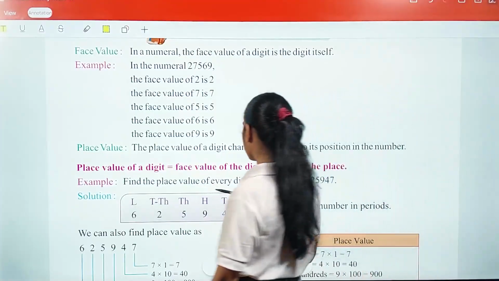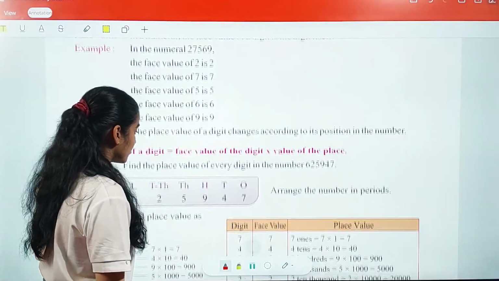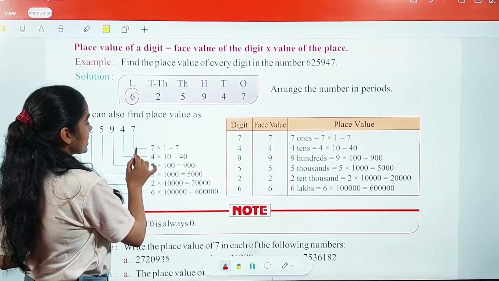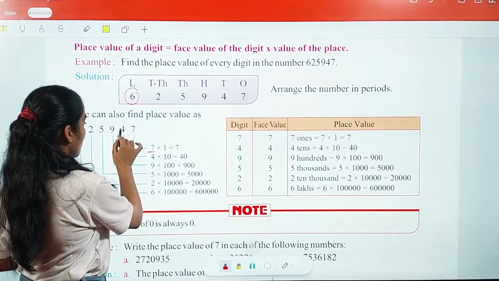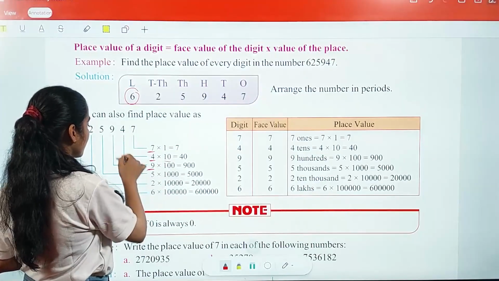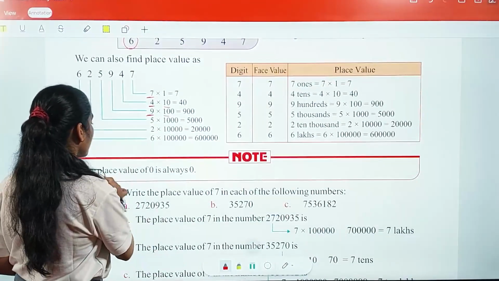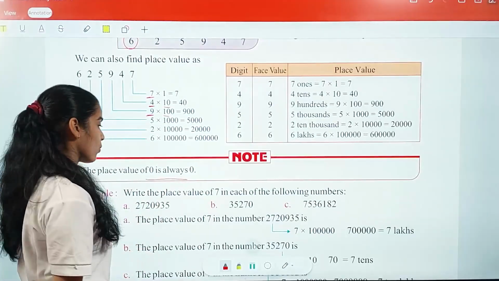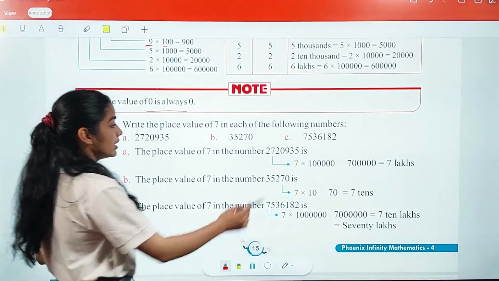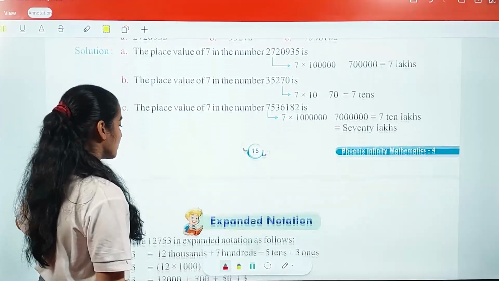It means find the place value of every digit in the number 62,6,25,947. So first we identify 6. 6 face value is first. 7 face value is 7 and place value is 1. 4 face value is 4 and place value is 10. 9 face value is 9 and place value is 100. So by this you can easily calculate your face and place value. The place value of 0 is always 0. Well done. Write the place value of 7 in each of the following numbers so you can easily identify. This is 7 lakhs, this is 7 tens and this is 10 lakhs means 7 lakh.